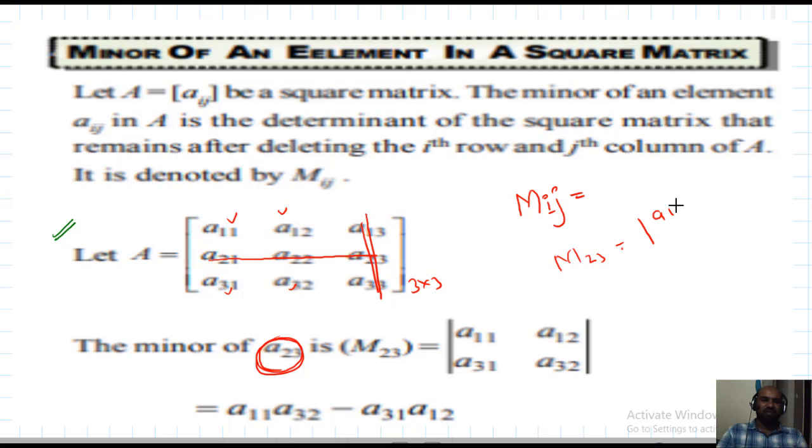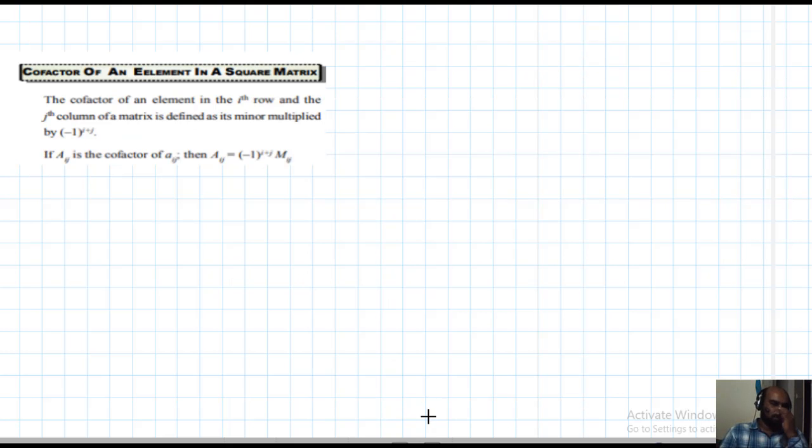So I will write A11, A12, A31, A32. What will be the determinant of that? This is actually the matrix determinant. So what will we get here? A11 A32 minus A31 A12. That is called the minor of that element. Through an example I will explain this concept now.